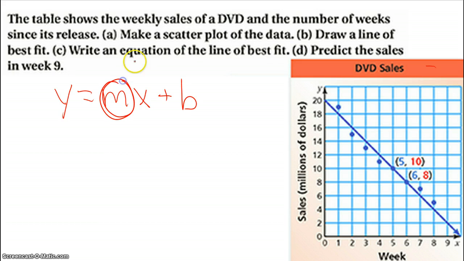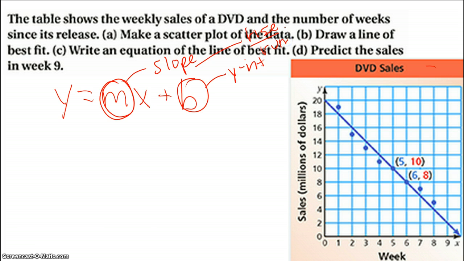This is going to be your slope. This is going to be your y-intercept. And remember, what is slope? Slope is rise over run. Put this in your notes.